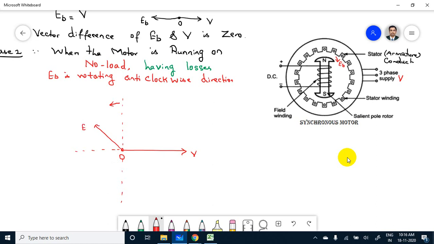This is EB, which is having a very small angle, that is nothing but alpha. Alpha is nothing but the load angle or coupling angle. Take down, alpha means load angle or coupling angle.